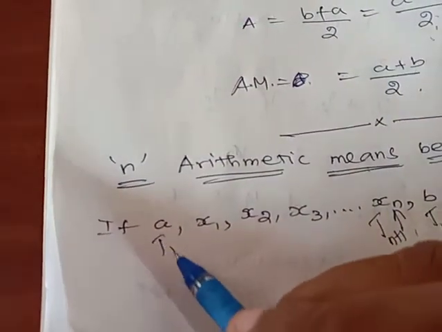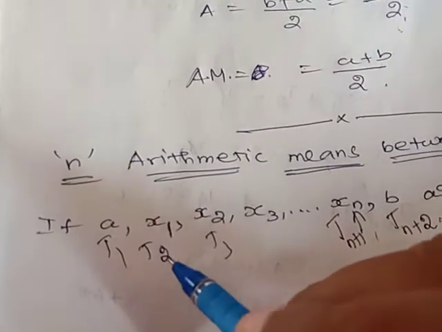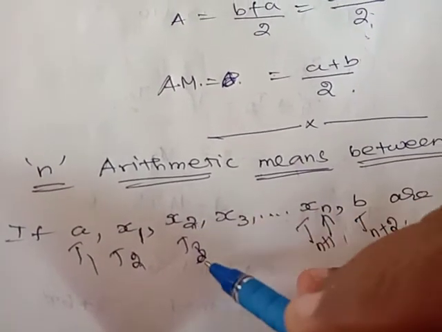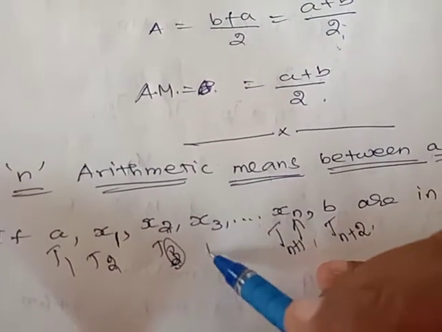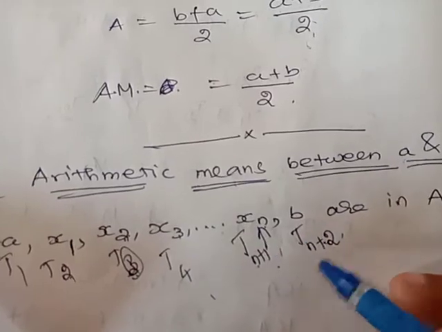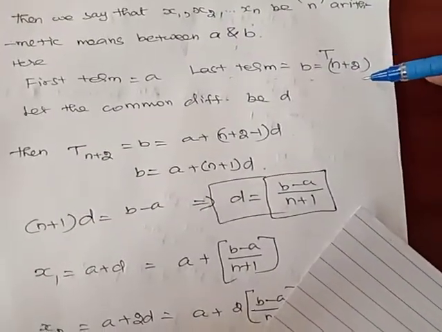This is T1, this is T2, like this T3. If you observe it here, 1 is there, means 1 plus 1 is 2. Here x2 is the third term, 2 plus 1, this 3. Similarly T4, 3 plus 1. Similarly n means n plus 1. The next term is tn plus 2. So the last term is equal to tn plus 2.